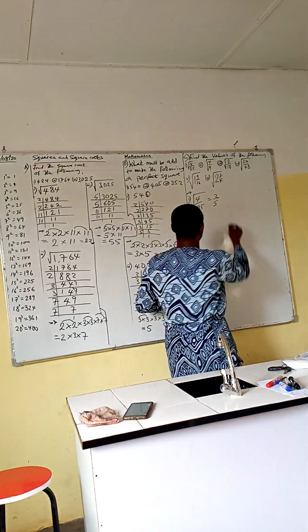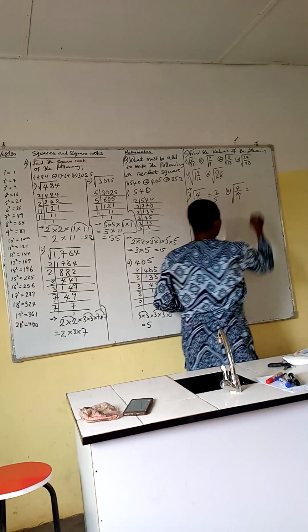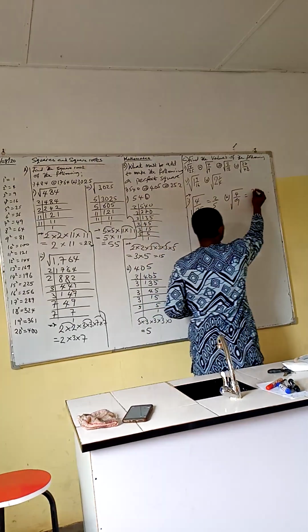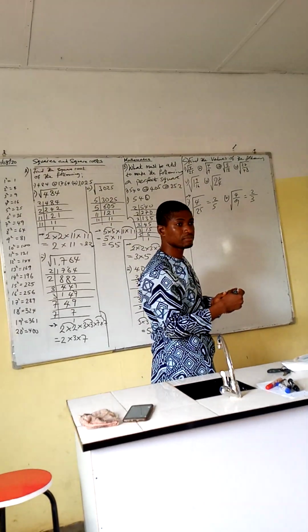No, sir. We take on the second one. It says find the square root of 4 over 9. The square root of 4 over 9 will give us what? 2 over 3. Square root of 4 is 2. Square root of 9 is what? 3. That's 2 over 3. Any problem? No, sir.